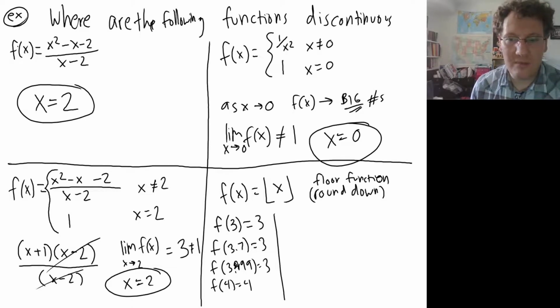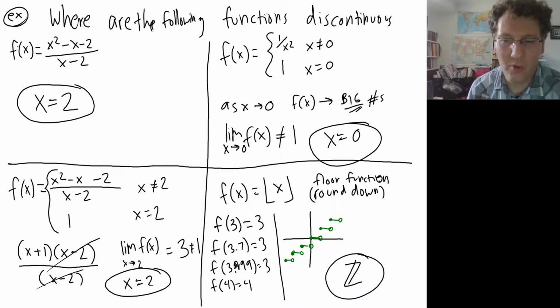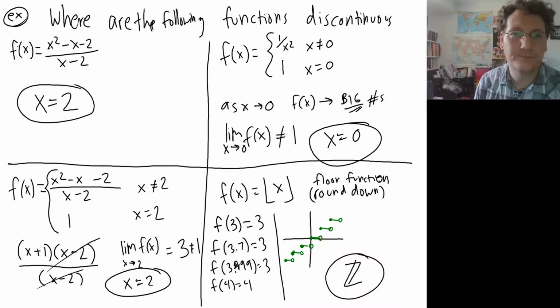So thinking about this, if you were to draw this, it would have a step appearance to it. For any x between say 0 and 1, including 0 but not including 1, it takes the value 0. But once you get to 1, the function value jumps up to 1, and then it stays 1 until x equals 2, at which point it jumps up. So you can see there's a discontinuity at all integers. The integers are the points of discontinuity for this function.